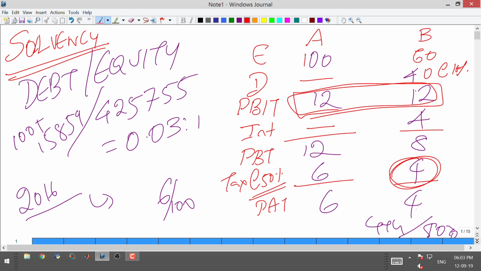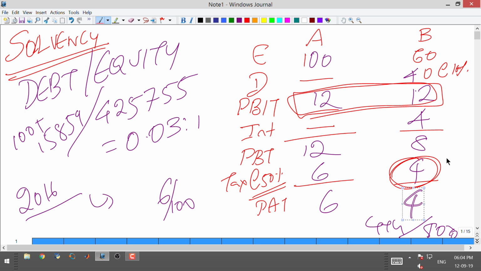Now, your argument will be, sir, then you can go in for 100% debt. Please note, as I told you earlier, if debt increases in the capital structure, the cost of equity will keep on increasing. The risk of the equity holder increases. If the risk of the equity holder increases, their expected return will also keep on increasing, which you will learn in the next course if I offer.